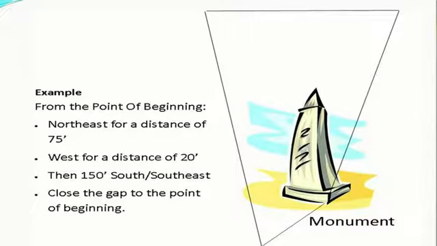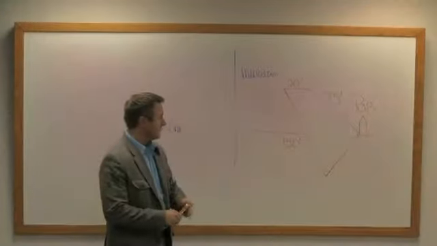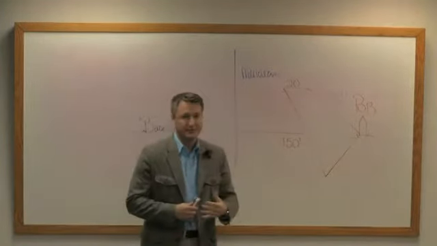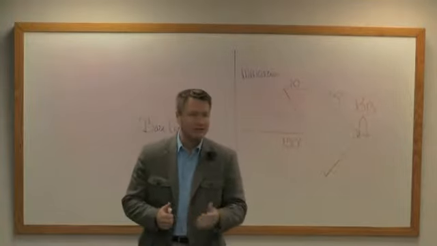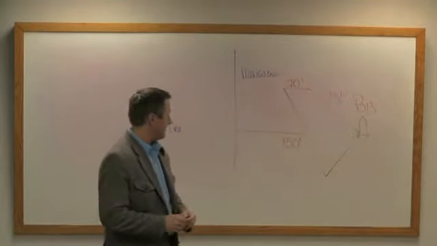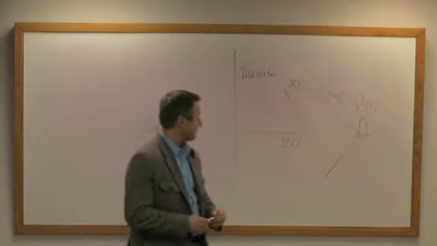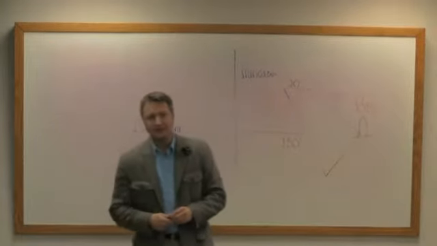So we'll start off, let's say, going 75 feet northeast. We're going to go 20 feet west. Let's say we go 150 feet south to southeast, and then we'll close the gap. Usually you'll see this type on something that's not a perfect square or rectangle. So we kind of have an odd shaped trapezoid there, and that's what that metes and bounds looks like.